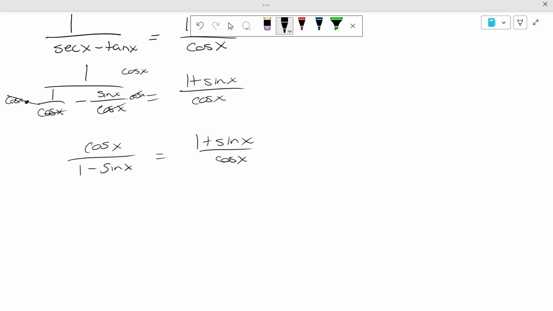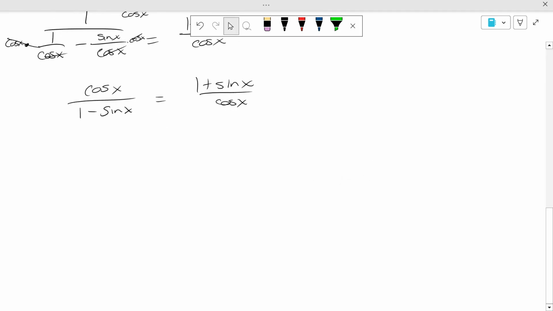We got a minus sign here. We got a plus sign up here. What's the magic word, Lindsay King? Starts with a C. C-O-N-J. Conjugate. Way to get that right off the top of your head. Okay, so we got to multiply by a conjugate. What's the conjugate here? 1 plus the sine of x.